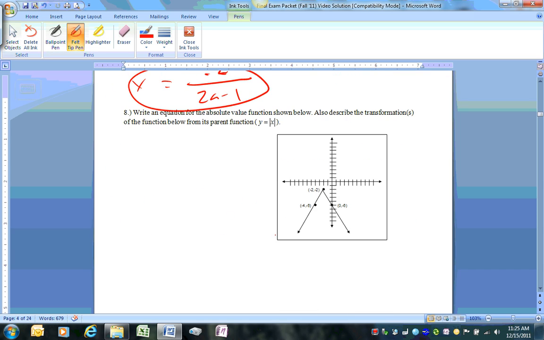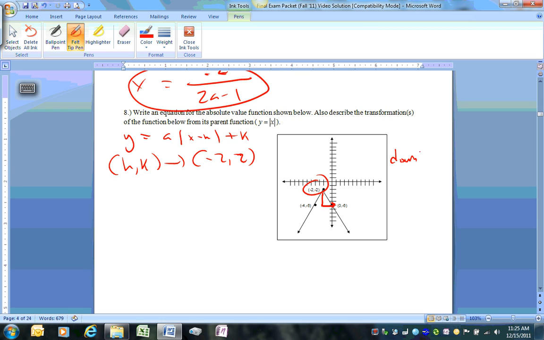Okay, and then number 8. Remember, absolute value expressions are written like this. So what is h and k here? Obviously it's that. Negative 2 comma 2. And what is a? Well, notice how we go down 2. No, actually we go down 4. Over 2. So a is going to equal negative 2 in this case.